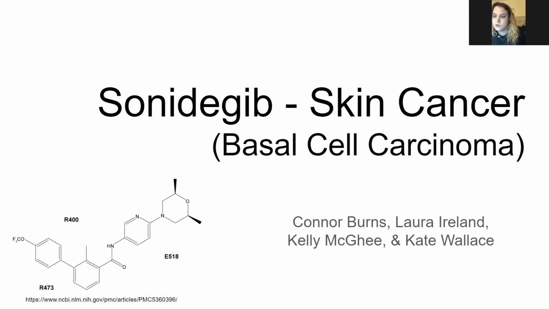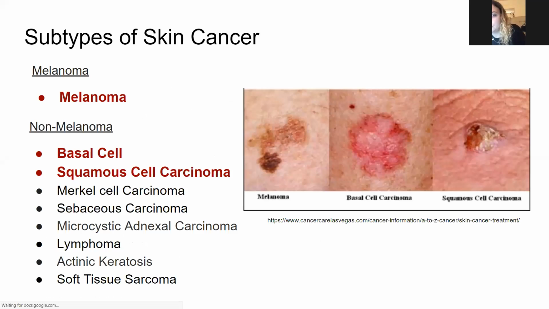Our target therapy was Sonagib, and we focused on basal cell carcinoma, which is a skin cancer. Most subtypes of skin cancer are named after the cell that they have arisen from. Skin cancer is also normally classified as melanoma or non-melanoma because melanoma skin cancer is typically more aggressive. While there are three most common skin cancers, basal cell carcinoma, squamous cell carcinoma, and melanoma, there are many more rare subtypes of skin cancer that make up 1% of cases.